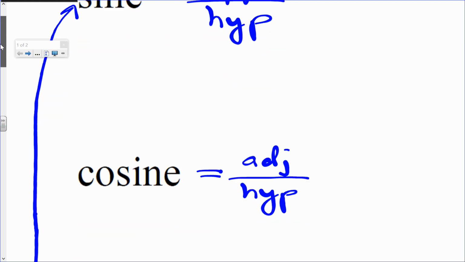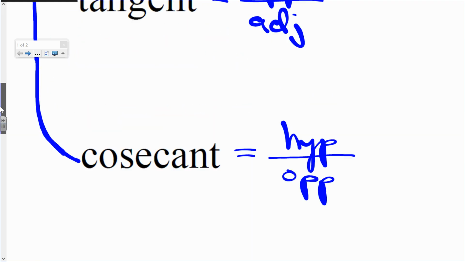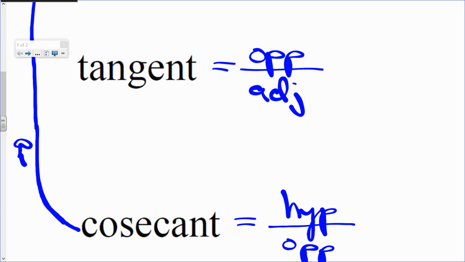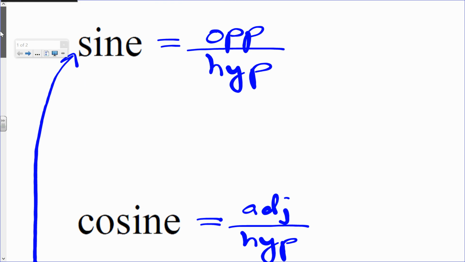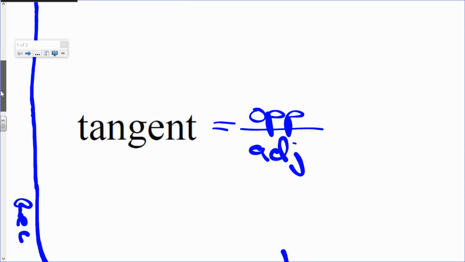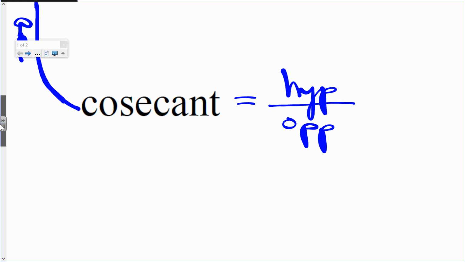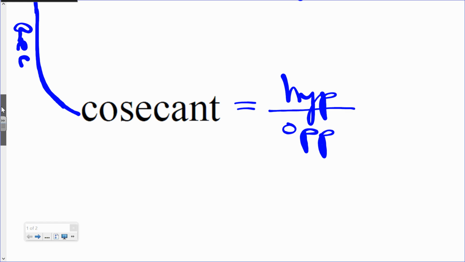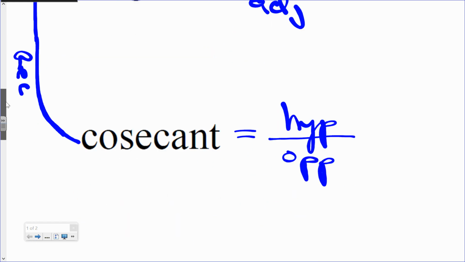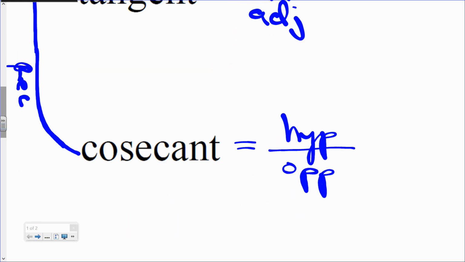Think of that word reciprocal way back from junior high. It's the reciprocal of the sine. Look at it. You do that? I'll put REC, reciprocal. The cosecant is the reciprocal of the sine. Look at it. I just flipped the numerator and denominator.